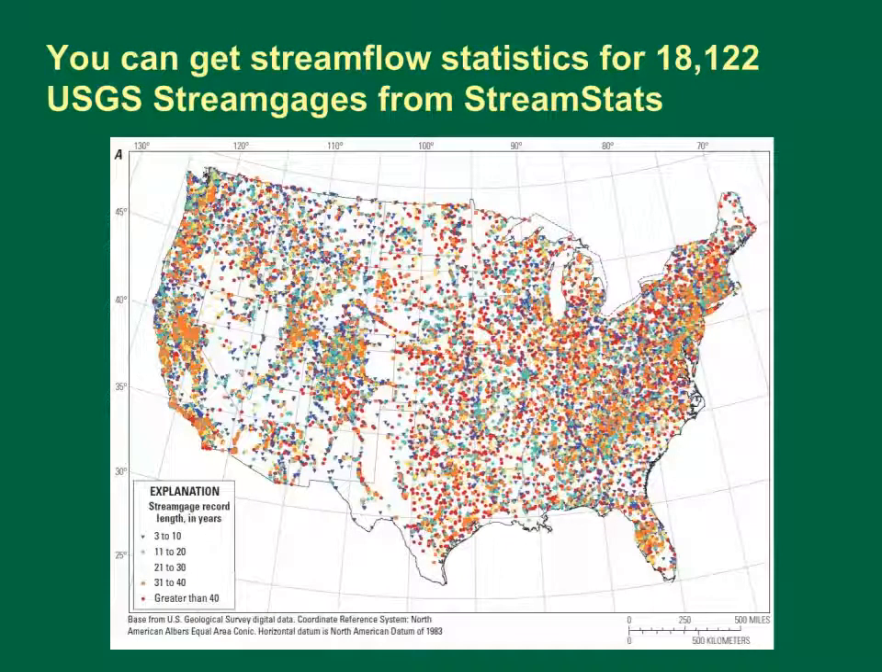This is a map showing the location of 18,122 U.S. Geological Survey stream gauges in the conterminous United States that have SELDM statistics in StreamStats. These gauges have data for at least 3 years during the 1901 through 2015 period. If you go to StreamStats and click on a stream gauge, you can see these statistics. Please see our video on the availability of streamflow statistics for more details.